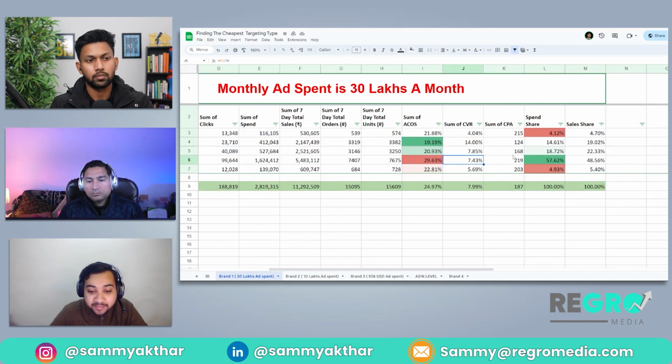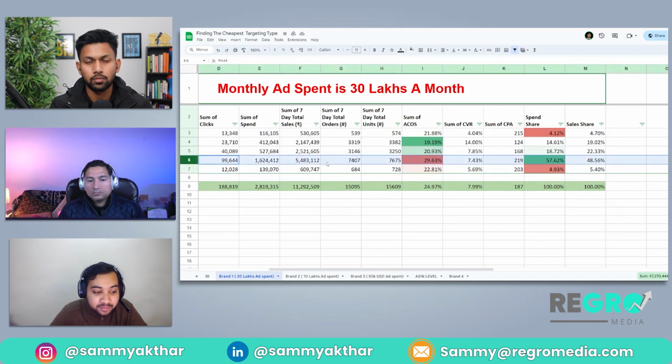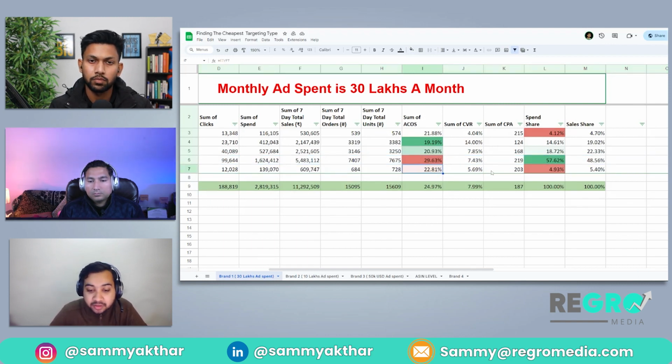So these KPIs are clearly telling me that we really need to shift our spend from exact match type towards these discovery campaigns like broad modifier, catch-all campaigns, or even phrase campaigns, right? Because of course our conversion rate is slightly lower in the phrase match campaigns, but we are not doing that bad on ACOS, right?